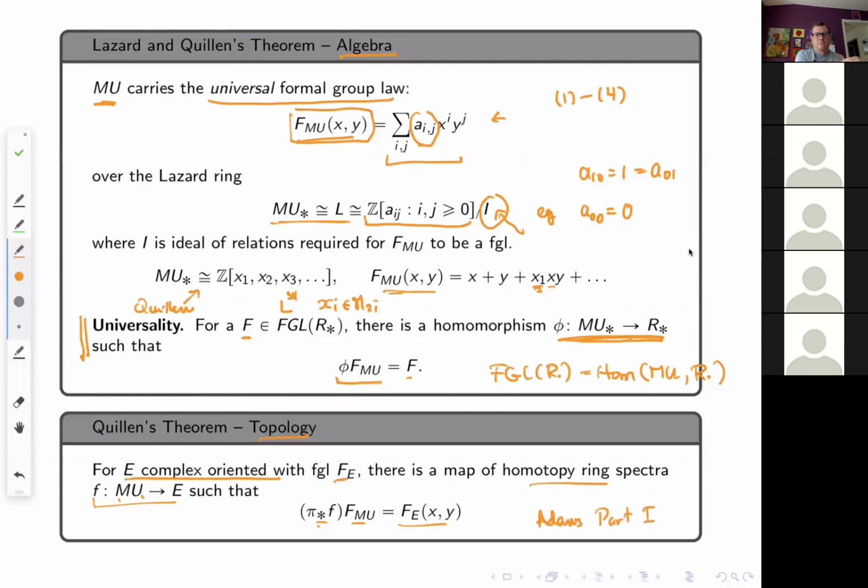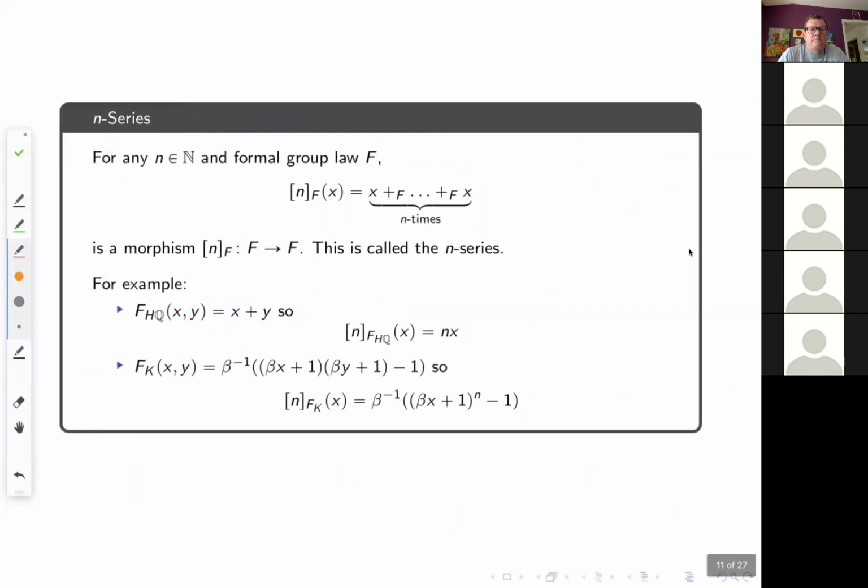And so the realization is another application of the Atiyah-Hirzebruch spectral sequence. All right, so that's the story. So F_MU is the universal gadget. The complex-oriented theories come with the homotopy ring map from MU that classifies their formal group law. All right, so now I'm going to move on to the next topic.